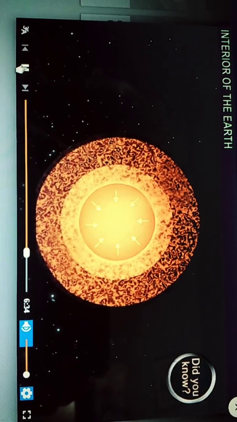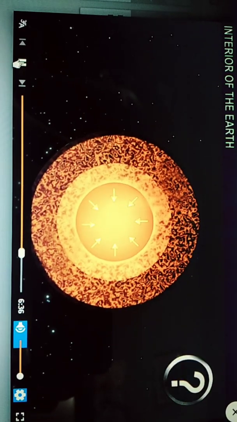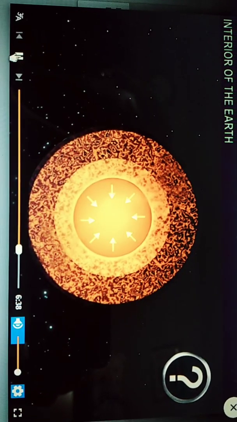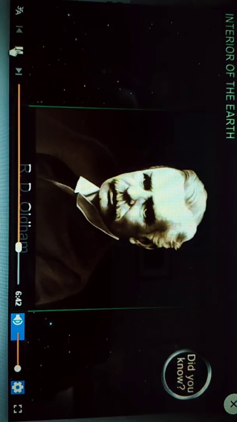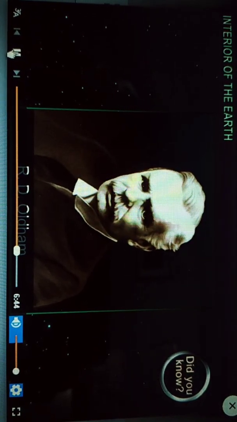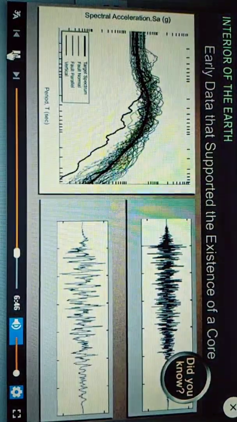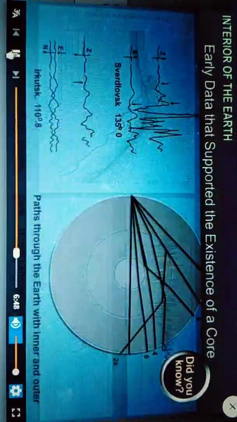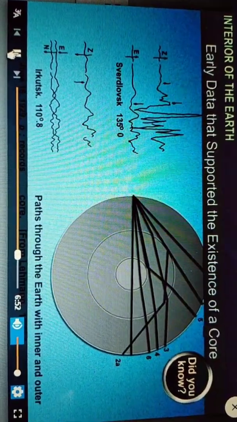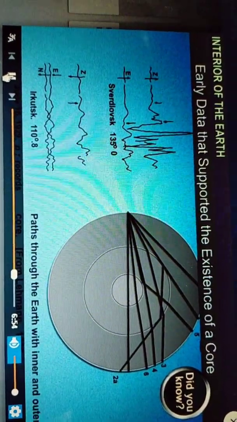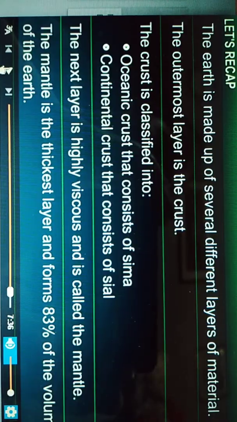Did you know? The core as a structural element of the Earth was discovered in 1906 by R.D. Oldham. During his study of earthquake records, it was the first such internal structural element of the Earth to be identified. In this module, you learned about the layers of the Earth.